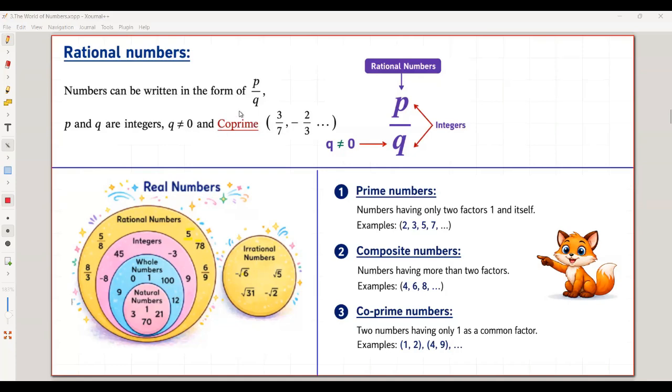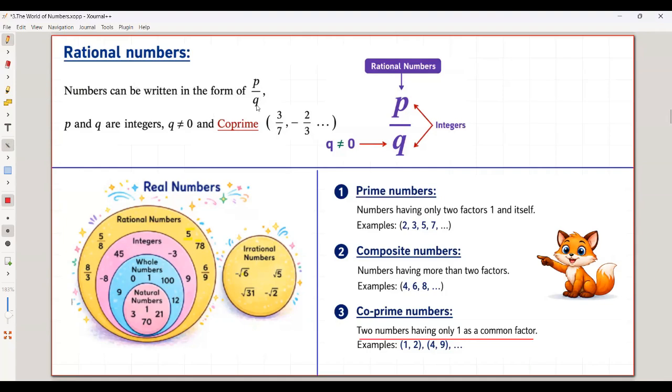This is a new concept, we are just introducing co-prime. Co-prime means two numbers having only one as a common factor. For example, 1 and 2, the common factor is 1. 4 and 9, the common factor is 1. That means the simplest form. More than this, we cannot simplify.